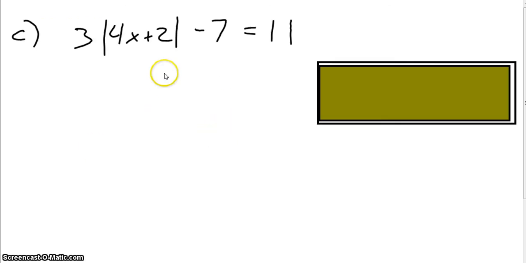Okay, now we can add a little level of complexity here. We can have other stuff going on around that absolute value. So what might we do first here? I mean, the entire expression is not in the absolute value. So what might we do first? What do you think, Johnny?